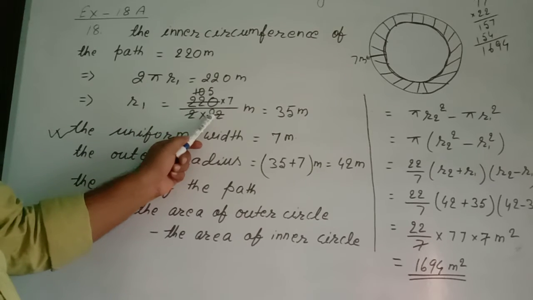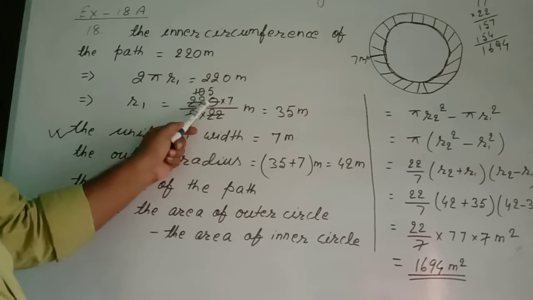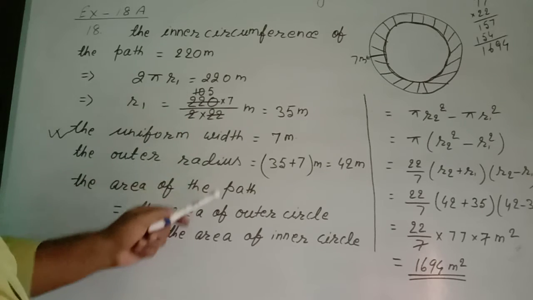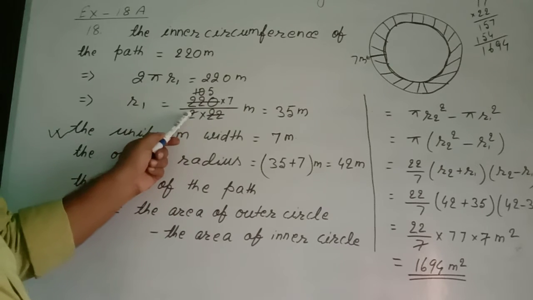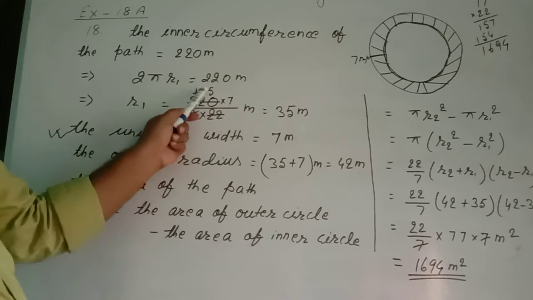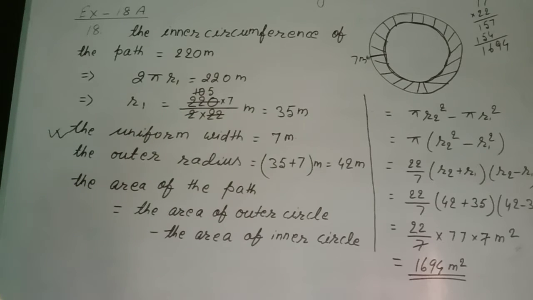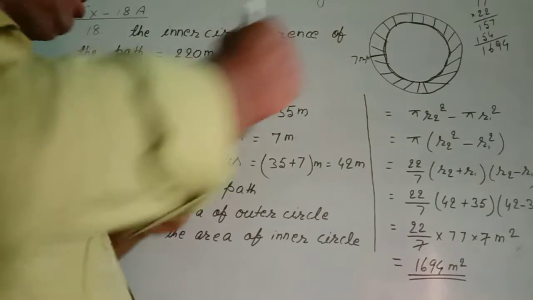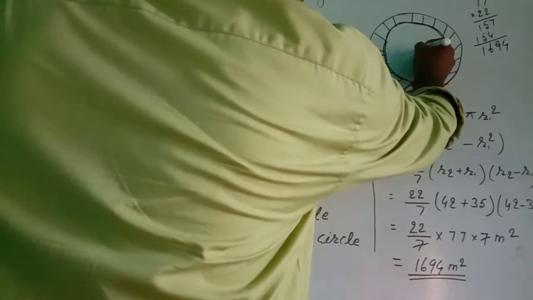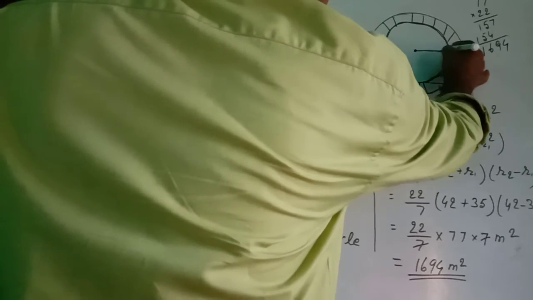We cancelled it. 22 into 10 equals 220. So I wrote here 10. Now this 10 is divisible by 2, so I wrote here 5. 5 into 7 equals 35 meter. So this is the inner radius. R1 is the inner radius.